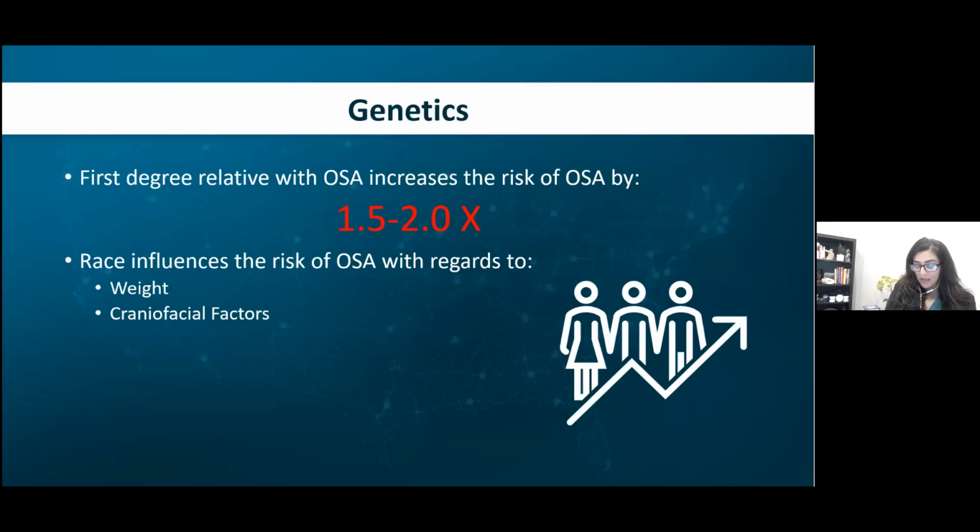Genetics play a big part, and I didn't realize this, but here it is. If you have someone in the family that has sleep apnea, it's not uncommon for you to have it. It does run in families. And race, ethnicity has a lot to do with it, and that's to do with our weight and our craniofacial factors, the anatomy that is attached to our ethnic phenotypes.